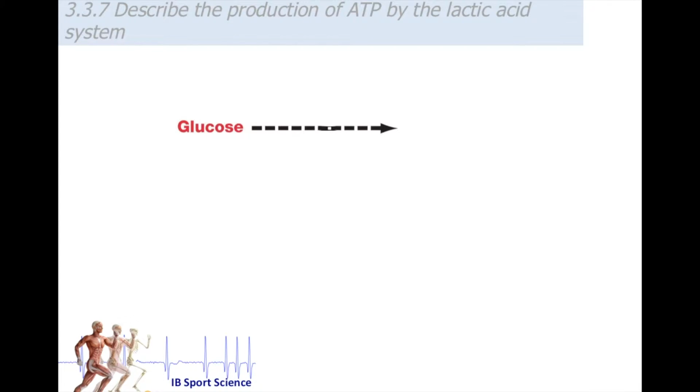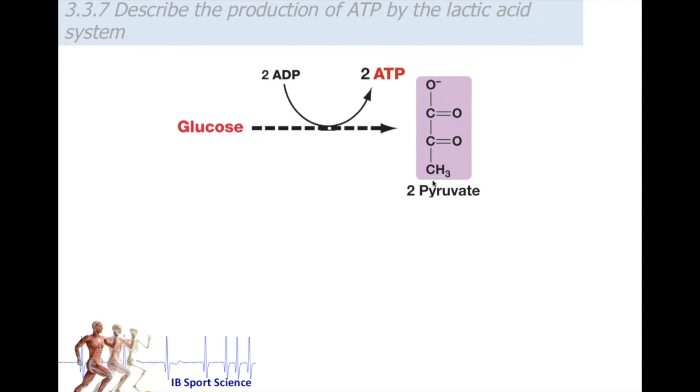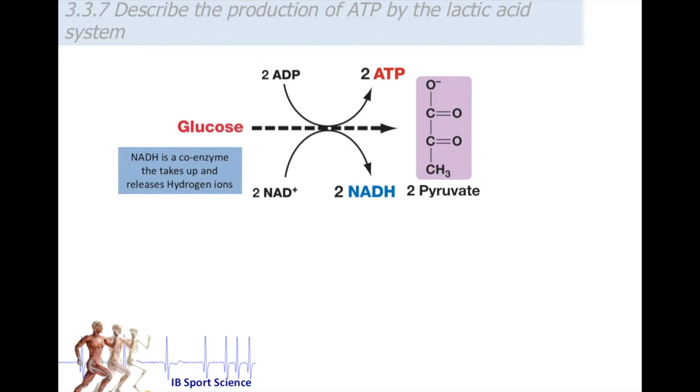To try and simplify this, we've got glucose being broken down into 2 pyruvate molecules, and as you can see, this is a 3-carbon molecule. 1, 2, 3 carbons there. It produces a net gain of 2 ATP, being produced from 2 ADP, and it also produces some NADH. As we say, NADH is just a coenzyme, and it takes up and releases hydrogen ions, so it's an electron carrier. Now, as we said earlier, what happens to this pyruvate at the end of glycolysis will be determined by the presence or absence of oxygen.